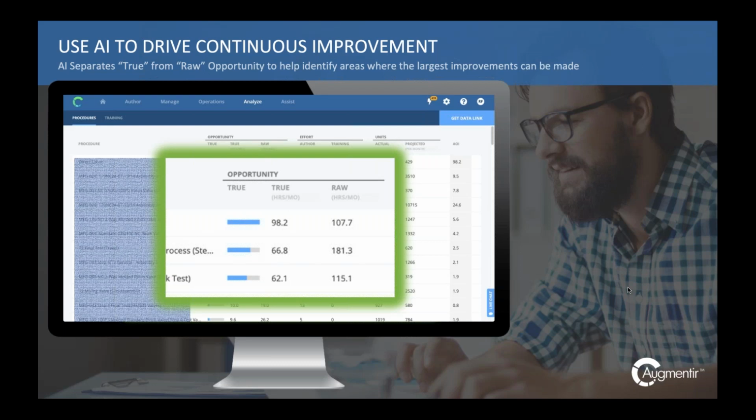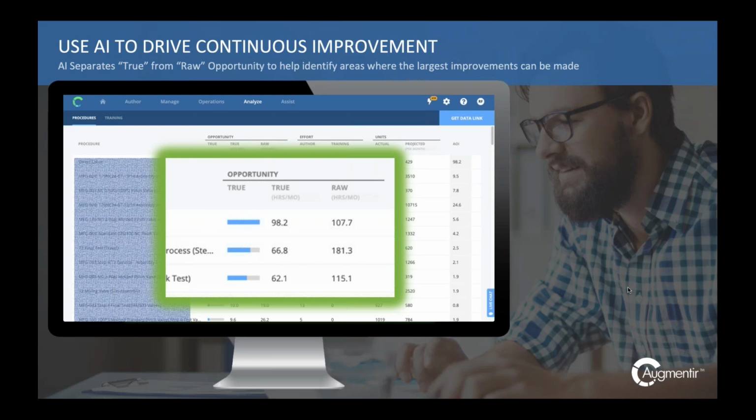there's 107 hours of raw opportunity per month that is a potential, but the true opportunity says that there's 98.2 actual true opportunity hours per month that can be captured, and that's based on the analysis of the data, detecting the patterns, the outliers, and cleansing the data.